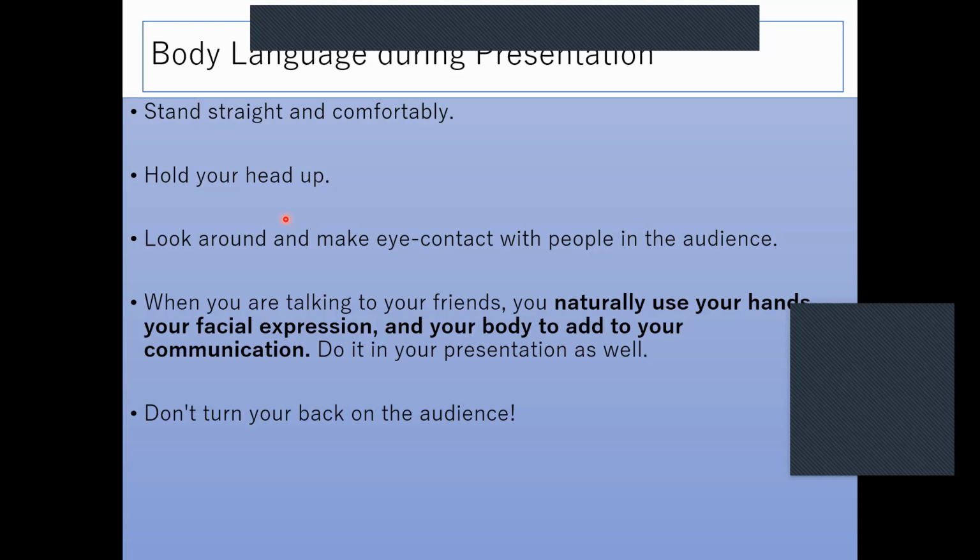And finally, don't turn your back on the audience. This is very important for the students. When you give a presentation, sometimes you want to show a slide or something, and you just turn your back. Don't do that. Always look at the audience. Your face should be in front of the people, not your back. This is rude. This is bad, actually.